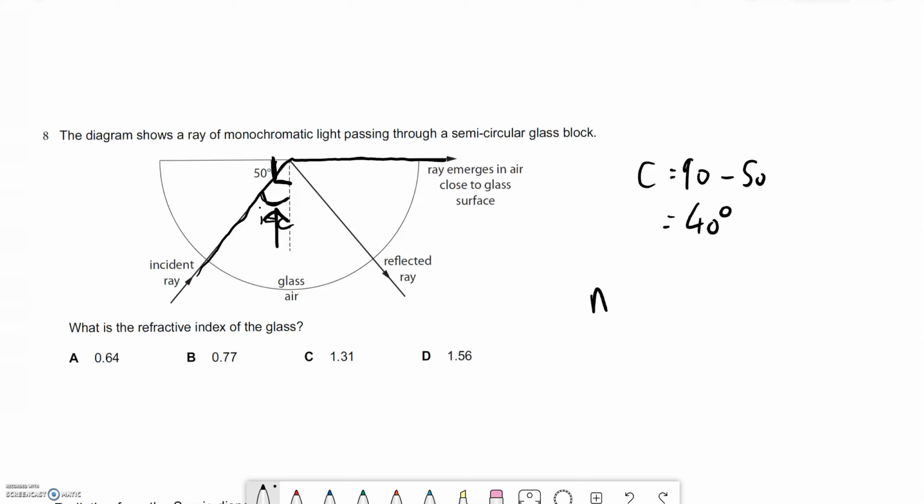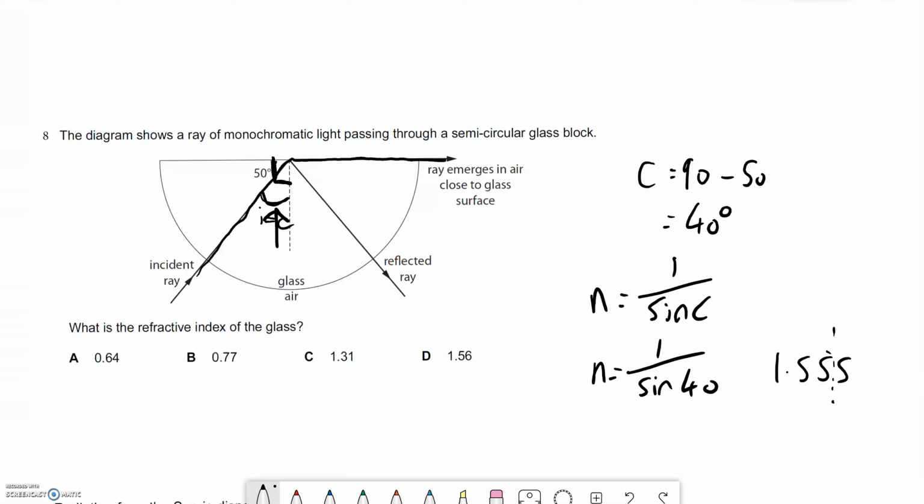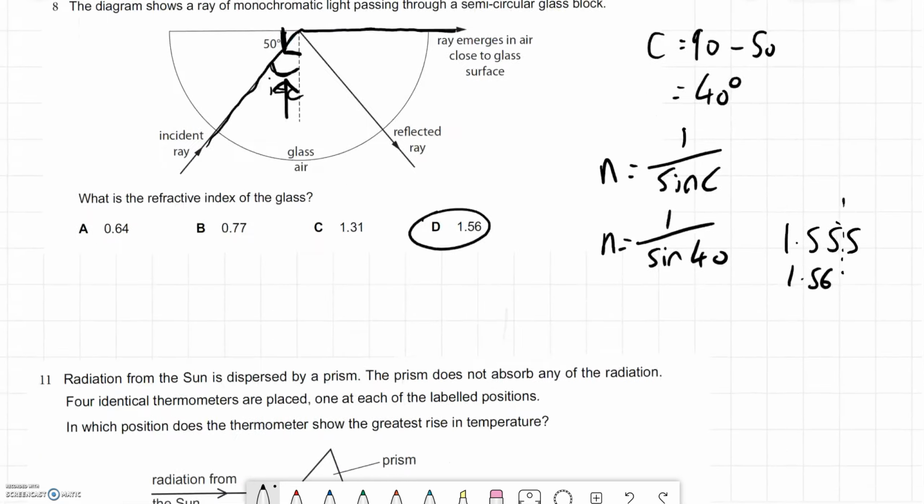To find the refractive index, then you need to remember this equation, which is one of the ones you need to learn. n equals 1 over sine c. Nice and easy, this one, because you just put the numbers into your calculator. So I just type in 1 divided by sine 40. That gives me 1.555. Notice that these are all rounded to 3 sig figs, so we round here, so that's going to become 1.56. So our answer is D.